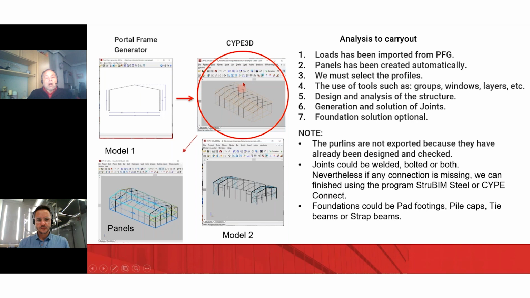And then we are now in this step number 2, inside 3D. Inside 3D, the analysis to carry out has 7 very important points. First of all, we have the loads that are imported from portal frame generator automatically. We must introduce the panels. The panels have been created automatically also. You must select the profiles. We can use tools such as group, windows, layer, etc. You can also design and analyze the structure. And we can generate the solution of joints. And also we can do the foundation solution, but it's optional.